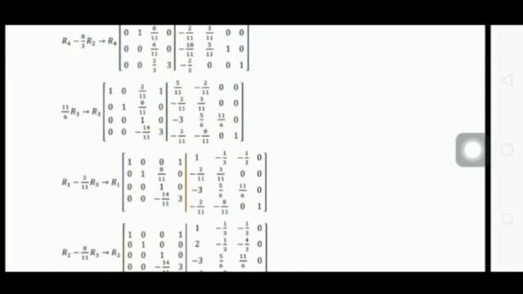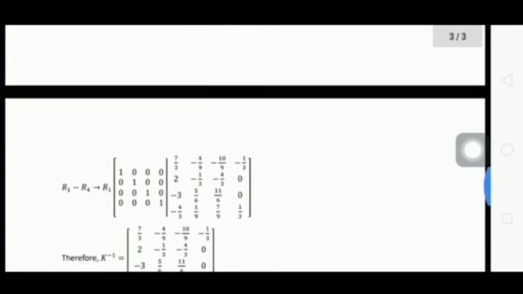Then make a pivot for row 3 by multiplying it with 11 over 6. Next, multiply row 3 by 2/11 and subtract it from row 1. Then, multiply row 3 by 8/11 and subtract it from row 2. Next, multiply row 3 by -14/11 and subtract it from row 4.